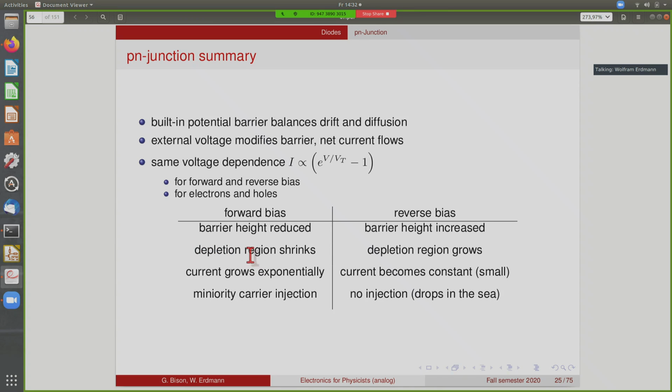But it is true that the depletion region shrinks in forward bias, while it grows when you apply a reverse bias. Here, in forward bias, the current grows exponentially, while here this term becomes negligible at some point, and the current becomes constant or very, very small. In forward, we talk about minority carrier injection, so it's majority carriers that are injected and become minority carriers on the other side. On the other hand, in the reverse bias, we have no charge injection.